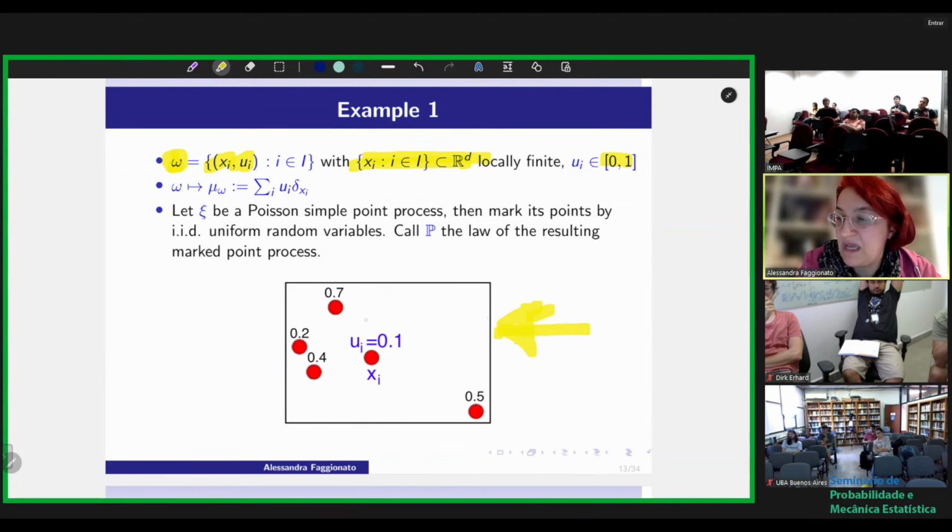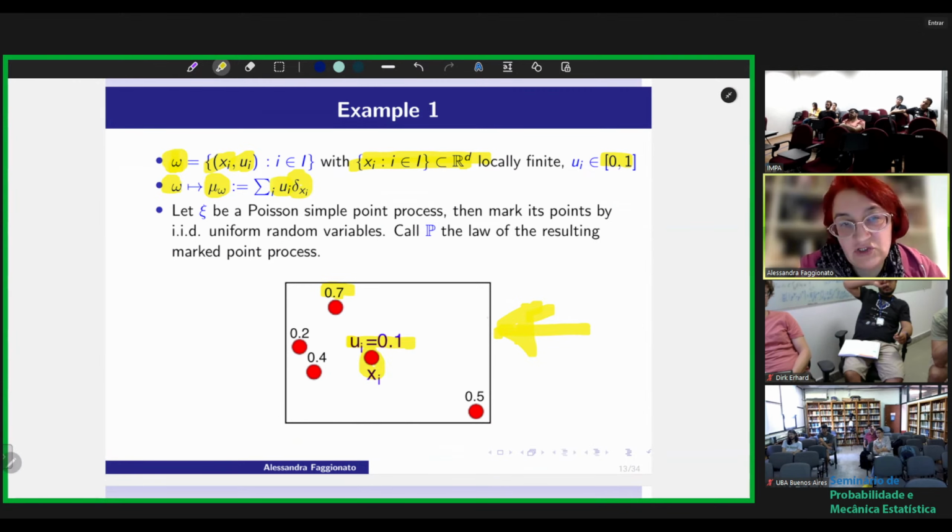So an element omega of my probability space is, in the end, just a locally finite family of points in R^d marked with numbers. For example, this point is xi, and the mark ui is 0.1. So this is an element of the probability space. Given omega, I can associate to omega an atomic measure, which is simply the combination of the Dirac measures on the points xi with the weight ui.